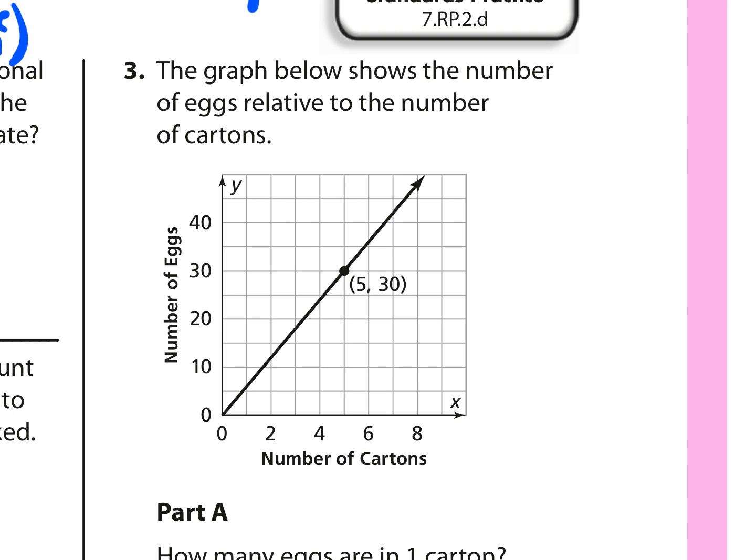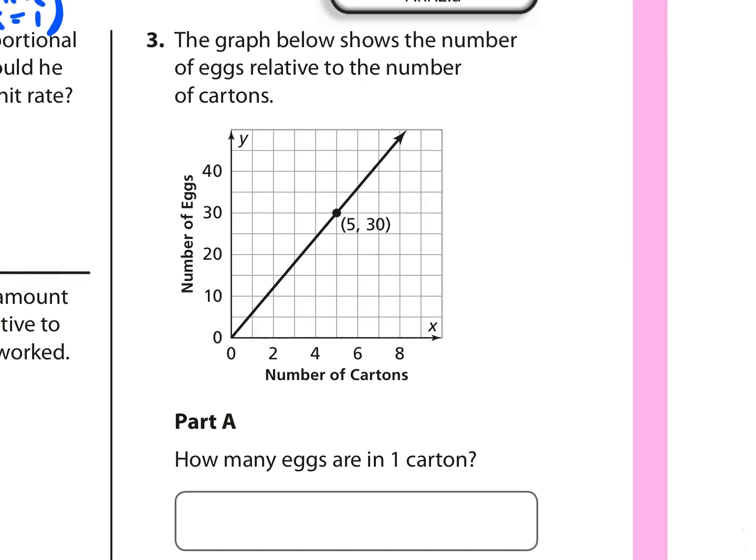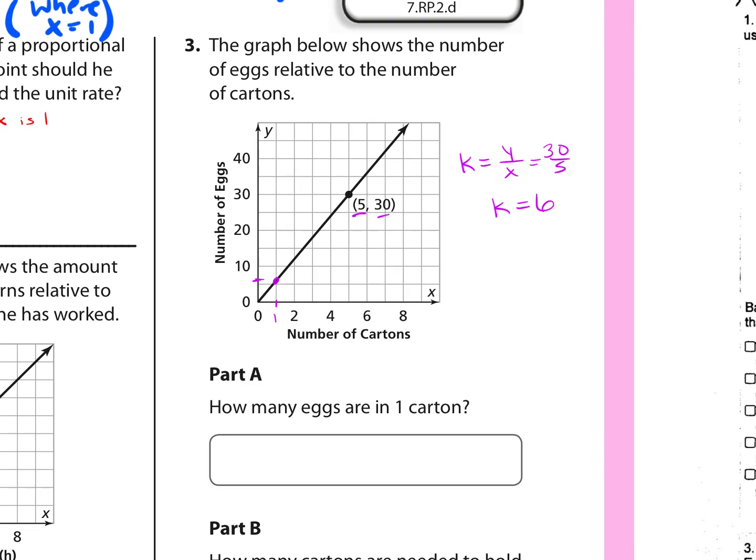Number 3, the graph below shows the number of eggs relative to the number of cartons. Part A, how many eggs are in 1 carton? Well, we could figure this out by saying, okay, what is 1? We don't know exactly, but we can tell right here that the constant of proportionality k is y divided by x, 30 divided by 5, or k is 6. So there are 6 eggs per carton.